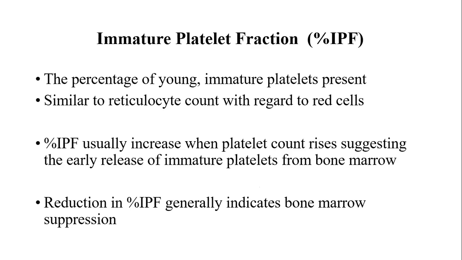The last index is the immature platelet fraction. It is the percentage of young immature platelets. This is similar to reticulocyte count in red cells. Immature platelet fraction usually increases if there's a platelet count rise, suggesting that there is a release of immature platelets from the bone marrow. So if there's bone marrow suppression, there's a reduction in immature platelet fraction.